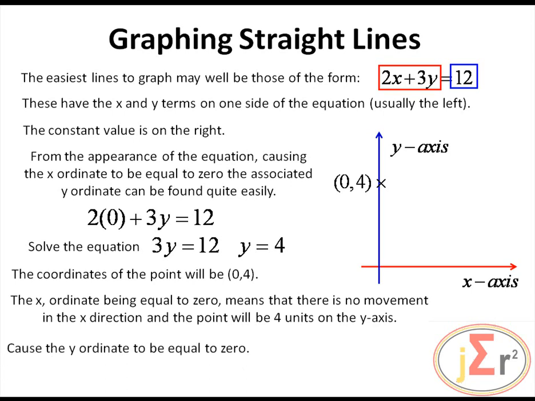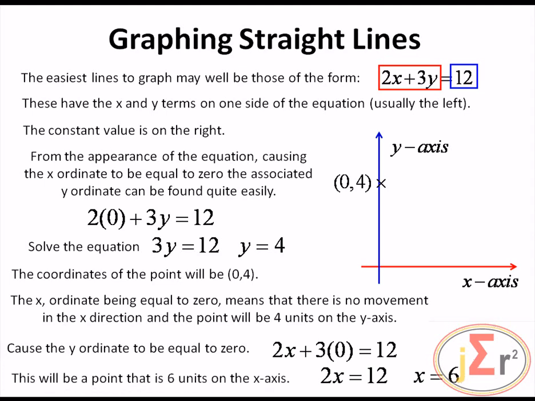So we're going to cause the y-ordinate to be equal to 0. And if we do that, what will happen? Right. So that is our original equation, 2x plus 3y is equal to 12. So we cause the y-ordinate to be equal to 0. So all we have is 2x is equal to 12. And we solve that. And of course, we are going to mark on the x-axis position 6. So we will place this point on the x-axis where x is equal to 6.